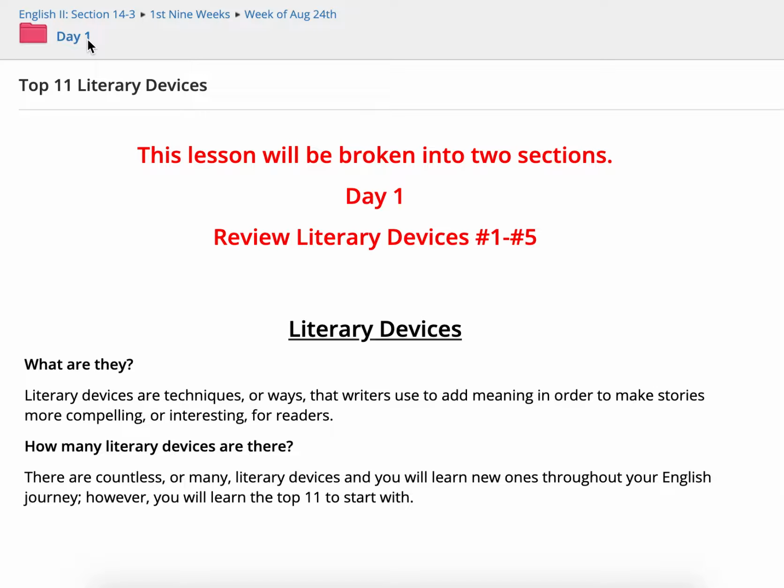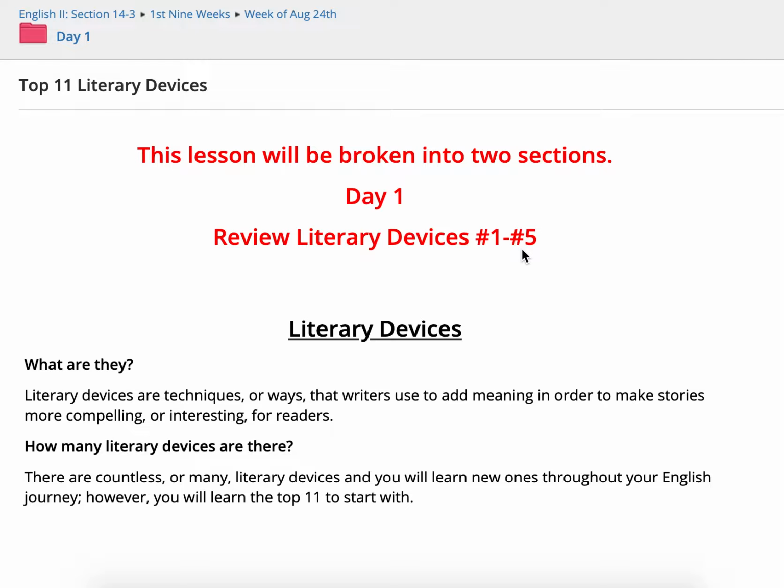A lot of our lessons in the future are going to be like this. I'm not going to be able to compact all lessons into one day, so sometimes they spill over into several days. So just keep that in mind. All right, these literary devices are pretty important. Today we're going to go over the literary devices from 1 through 5.